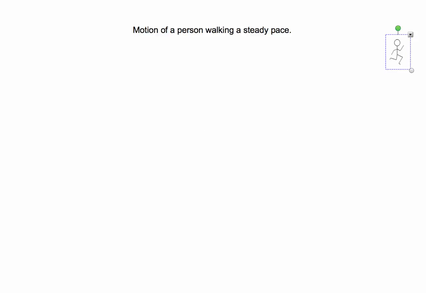So we're going to need a motion to start with, to think about. Let's consider motion of a person walking at a steady pace. So the person maybe starts over here and walks at a nice steady pace all the way across the screen. Now let's imagine that person carrying a bucket of paint, and as they walk, that paint has a hole in the bottom and the bucket leaks.